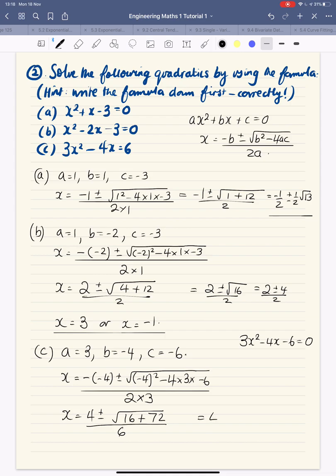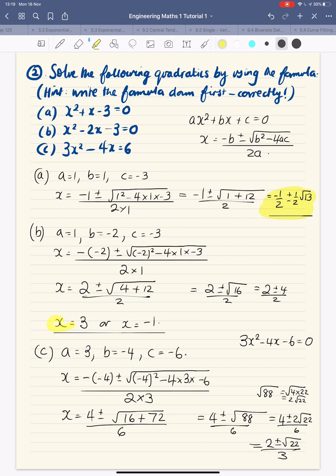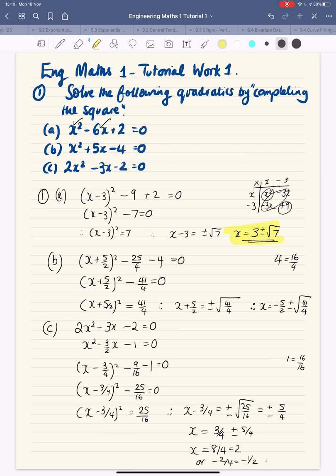Okay, so this equals 4 plus or minus the square root of 88 over 6. 88 doesn't divide by 16, it will divide by 4. So the square root of 88 is the square root of 4 times 22, so it's 2 root 22. Plus or minus 2 root 22 over 6. So it's 2 plus or minus root 22 over 3. So answers are there, there, and there. For number 1 the answers are there, there, x is 2 or minus a half.